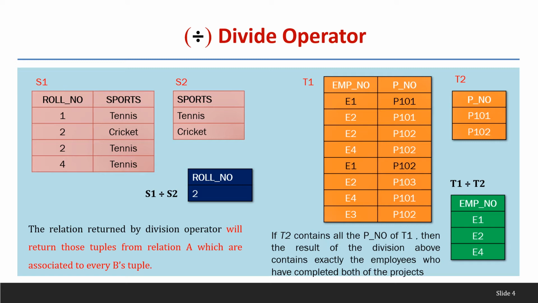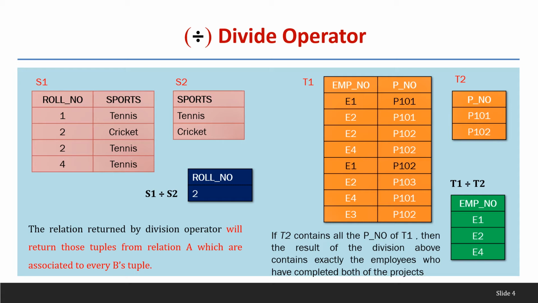Okay, fine. Now we want to find out the list of attributes that come in the resultant relation. So the condition is that it returns all the attributes from the relation S1 minus all the attributes of S2. S2 has the attribute sports, which is removed from S1, and we'll be getting the attribute in the resultant relation as roll number.